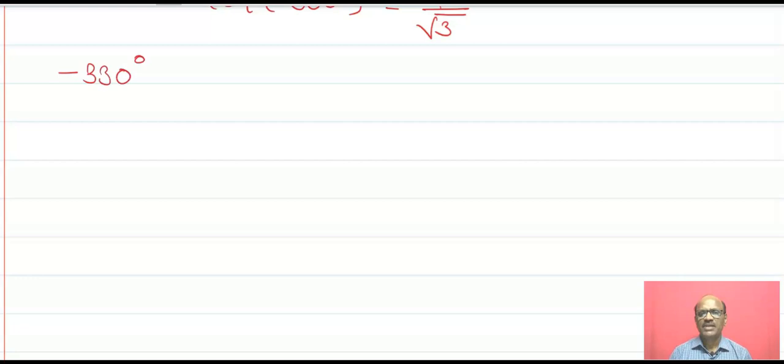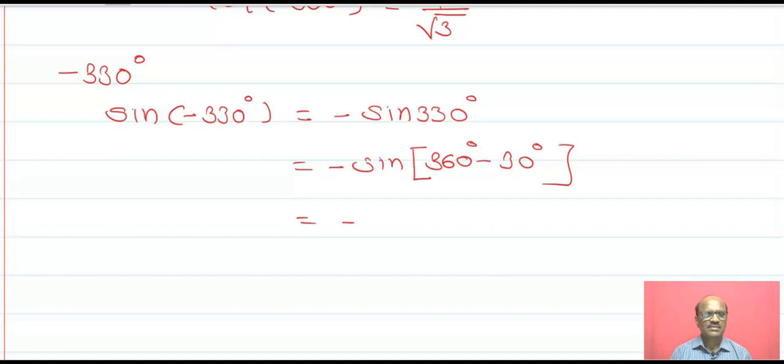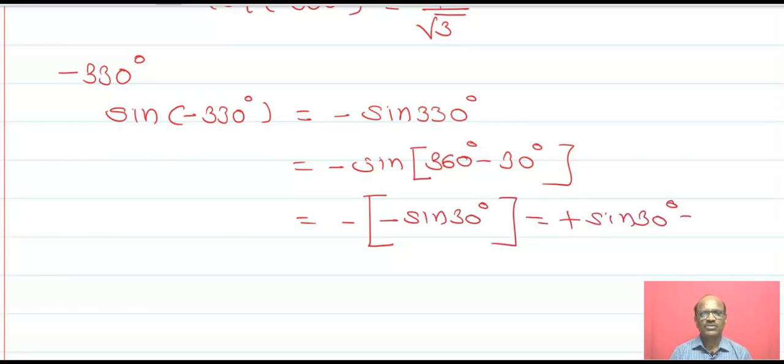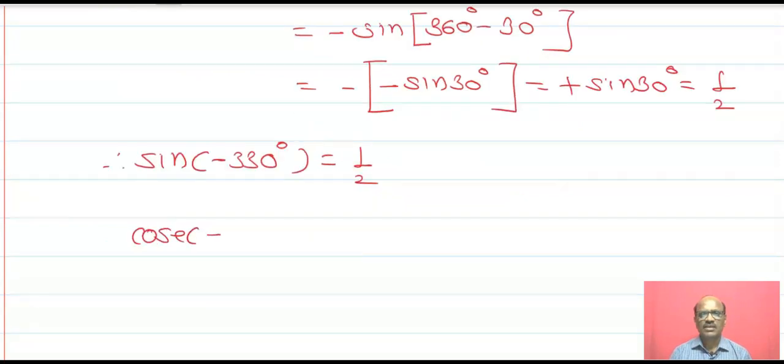Now next, minus 330, that is sin of minus 330 is equals to minus sin of 330, that is minus sin of 360 minus 30 degree, and that is minus minus sin 30. It is in the fourth quadrant, and minus minus become plus. Sin 30 is equals to 1 upon 2. Now next is cosec minus 330 is equals to 2.